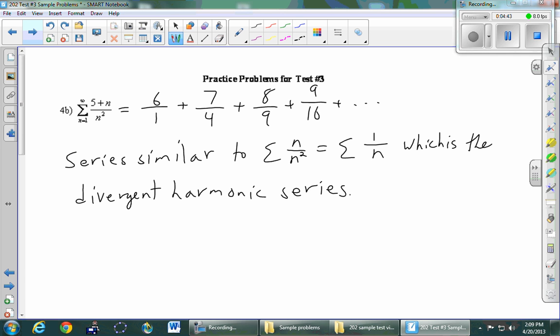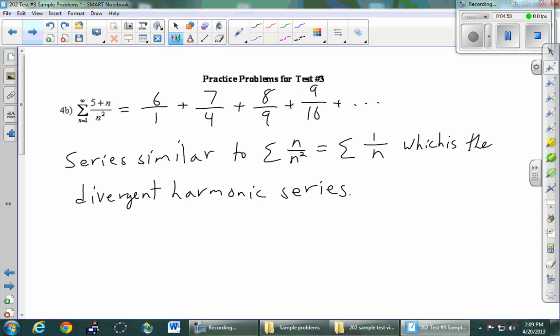So that is the divergent harmonic series. I can't imagine the 5 plus is going to make much difference, which leads me to believe the original series that we're given here is also going to diverge, but we have to write it up more formally than we have here.